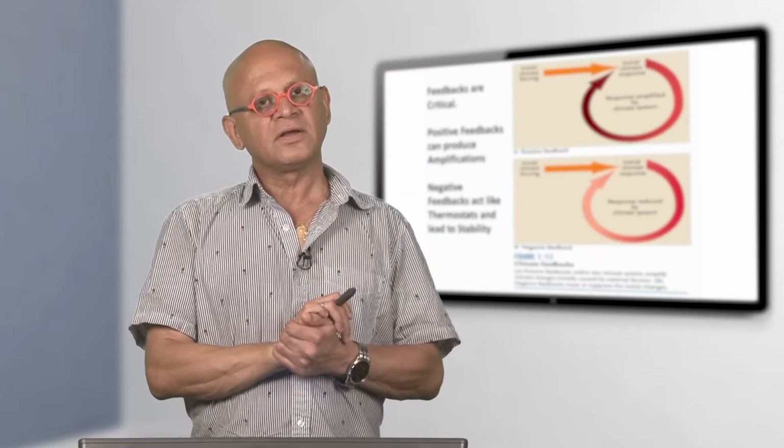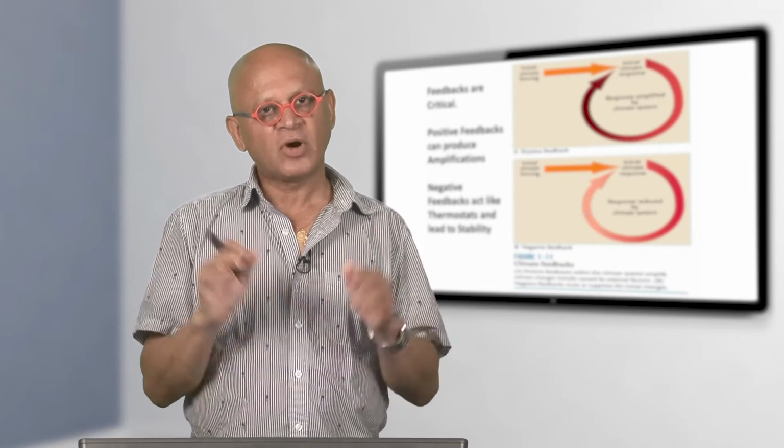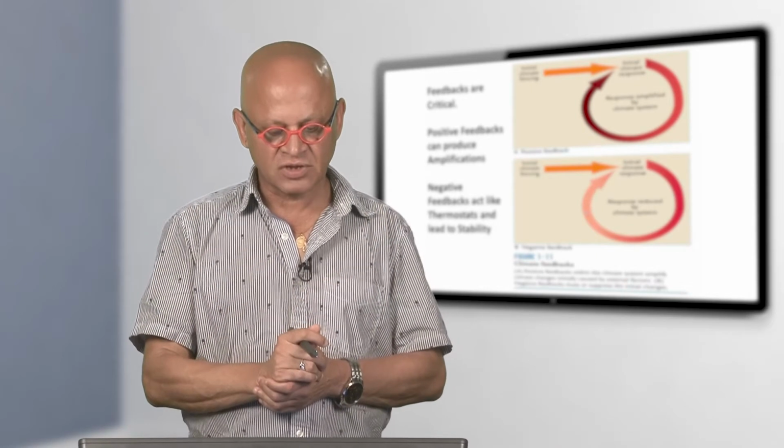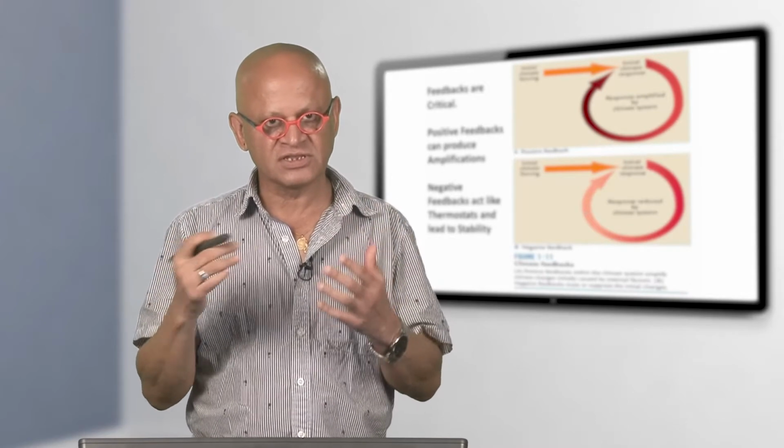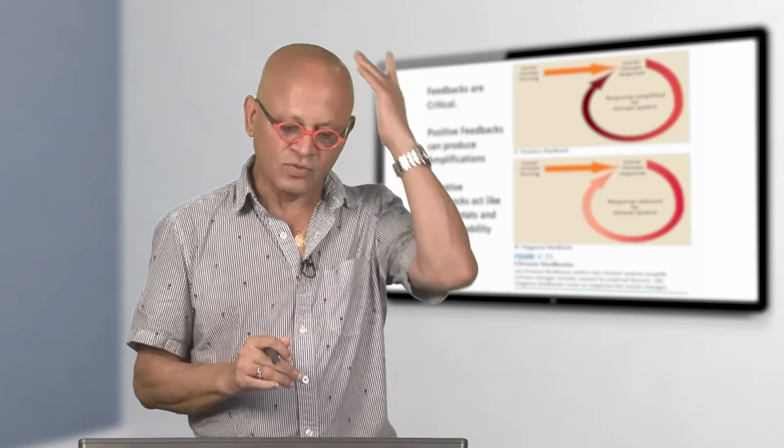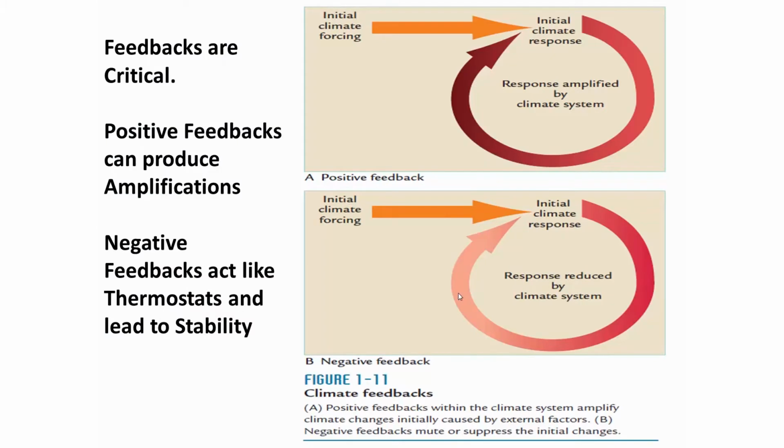Let's take a look at a couple of possible amplifications of feedbacks. Okay, we said there are potential feedbacks in the system. What do they do? So let's take an example of a climate response to some initial climate forcing. Let's say it is caused by changes in the amount of energy coming from the sun. Okay?